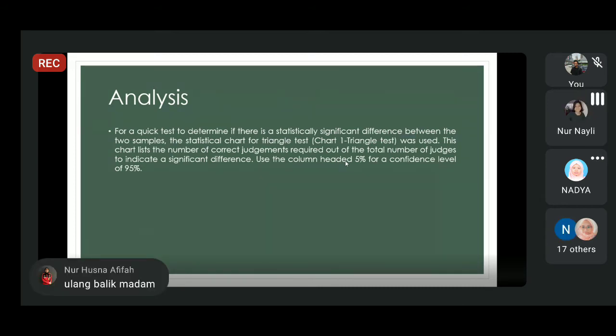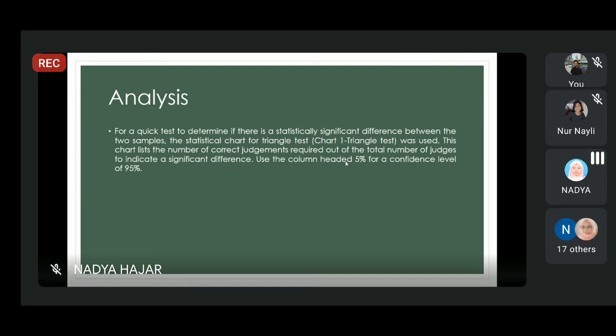Significant difference, yang boleh nampak jelas, medium. Yang boleh nampak jelas. Lagi ada jawapan lain? Ada tak jawapan lain ataupun ada pendapat lain berkenaan significant difference?